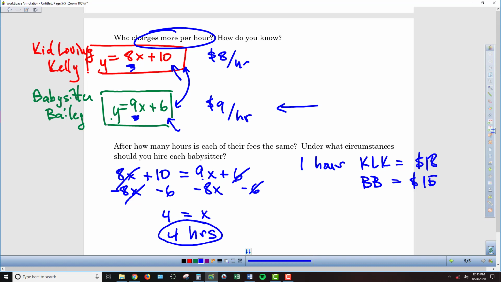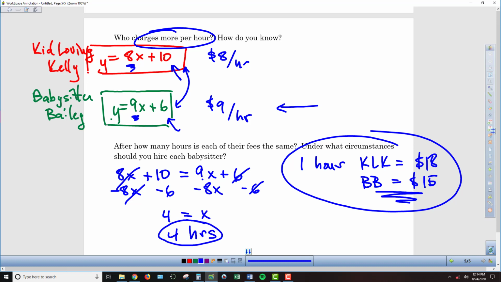So what that tells us is as long as we're under that 4-hour mark, your better deal is going to be with Babysitter Bailey because her fee is lower at the beginning. But eventually, once we get past that 4-hour mark, we're going to find that Kid Loving Kelly is cheaper because at that point her hourly rate is lower, so in the long run it's going to pay off. So it just depends on the circumstances of the babysitting that you want. But at the 1 hour mark, we want Babysitter Bailey. She's going to be a little bit cheaper.